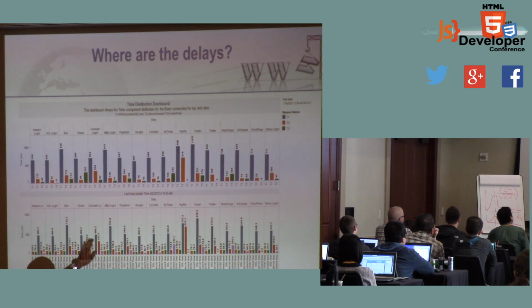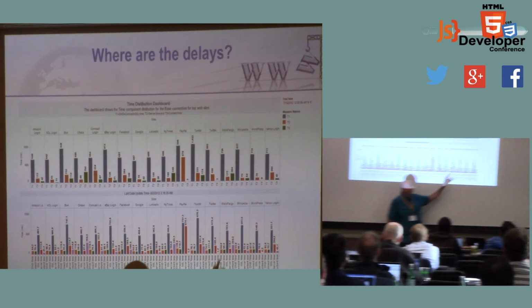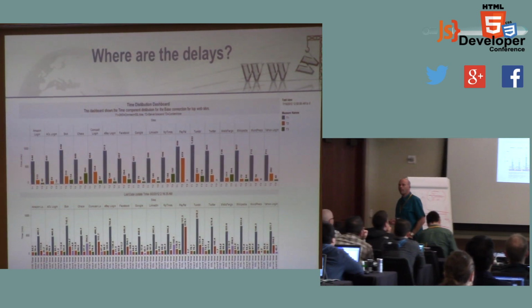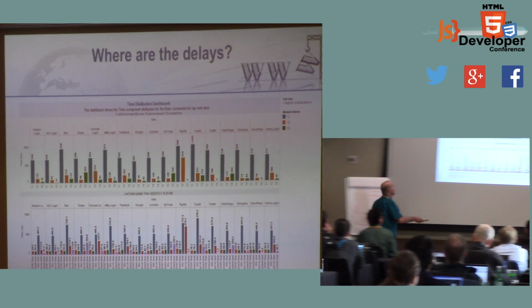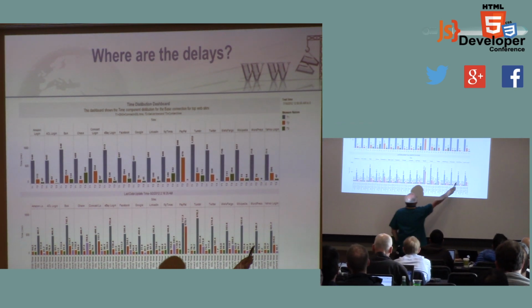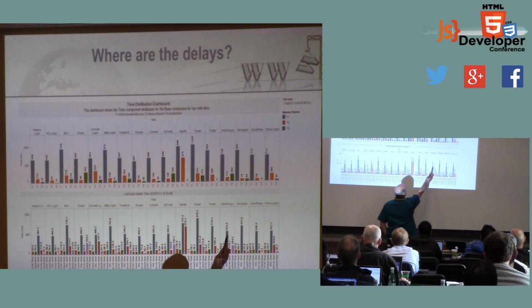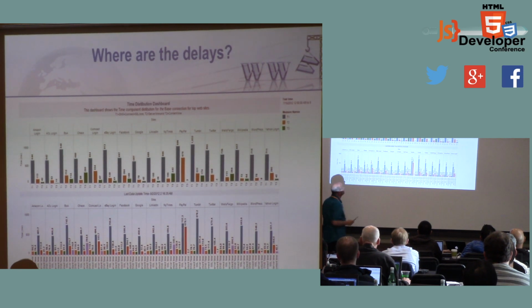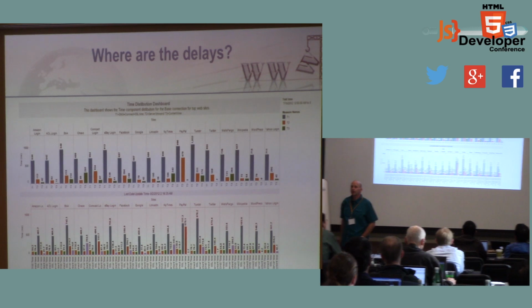Here's B of A and Chase. God help me, some other folks, Wells. So how am I doing compared to them? I'm right here. And there's Wells, and there's B of A, and there's Chase. Not doing too well, huh?